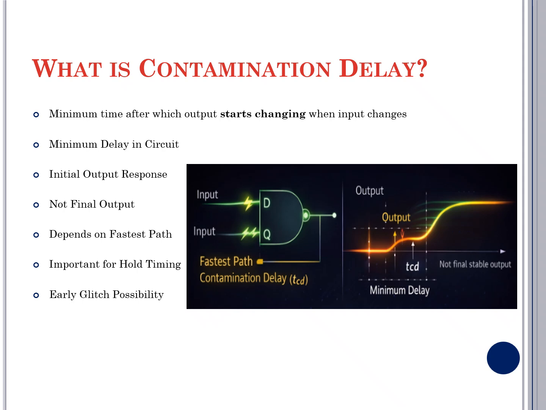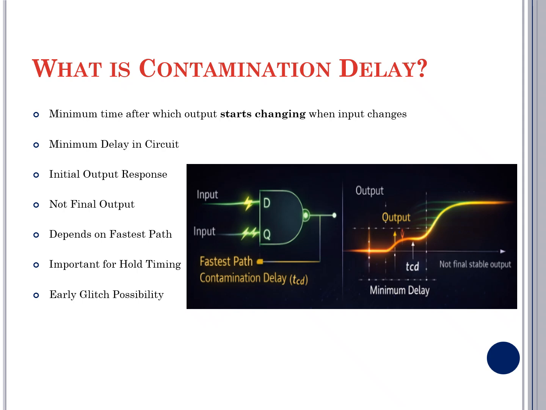When input changes, output does not wait to become stable. It starts changing after a small time. That initial change is defined by the contamination delay. Contamination delay marks the beginning of the output transition. Some important points are, at contamination delay, output is not stable yet. It may still be transitioning or even incorrect temporarily. It only tells when output starts changing, not when it becomes correct.